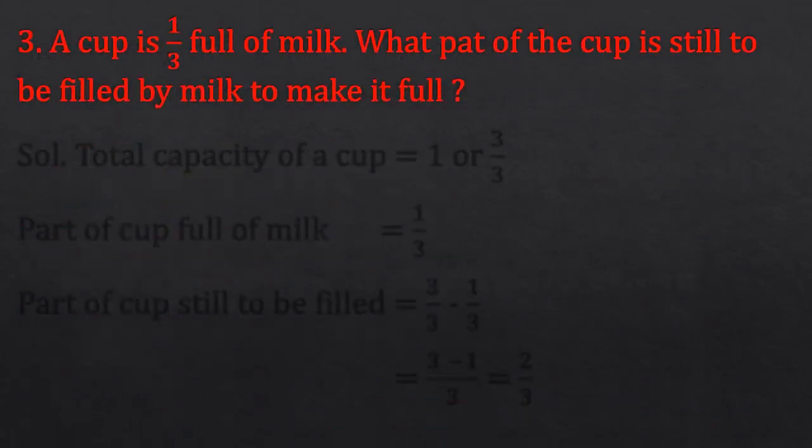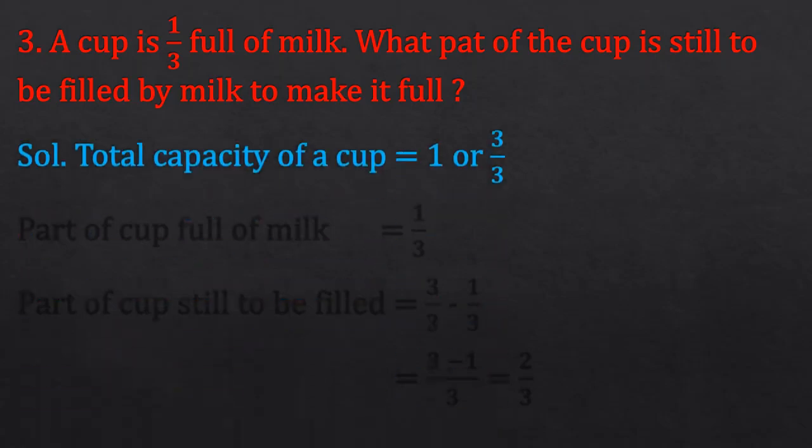Now see the third question. A cup is 1/3 full of milk. What part of the cup is still to be filled by milk to make it full? So what is the total capacity of a cup? That we don't know. So we will suppose the total capacity of a cup is 1, because 3/3 is 1.